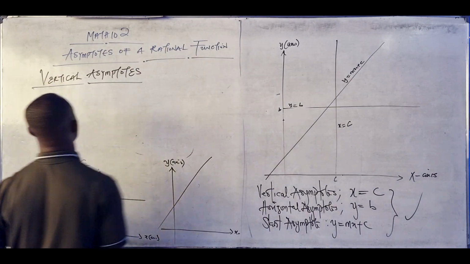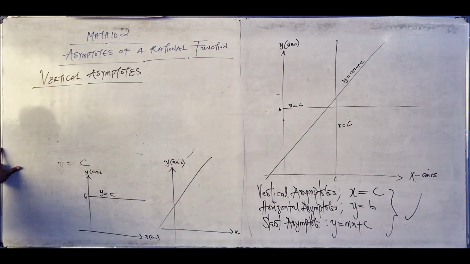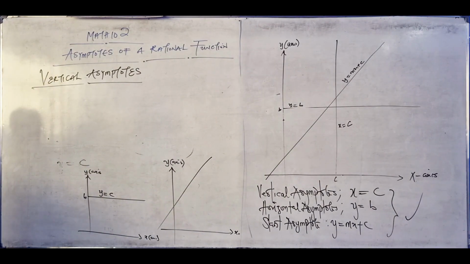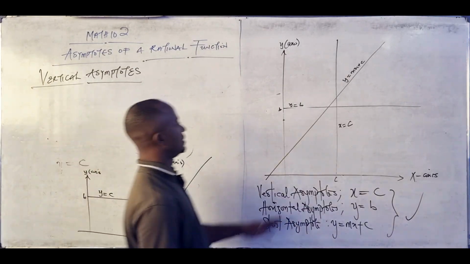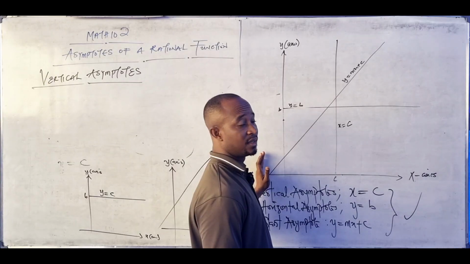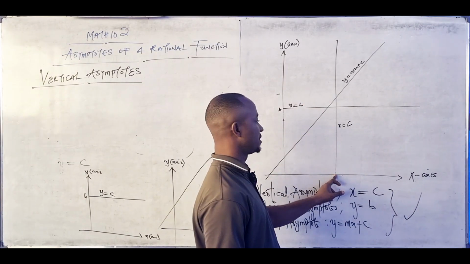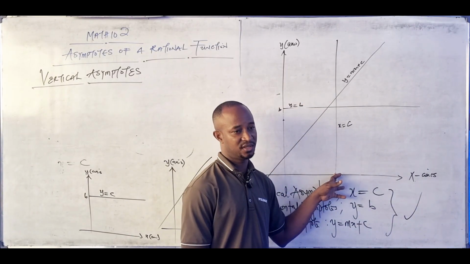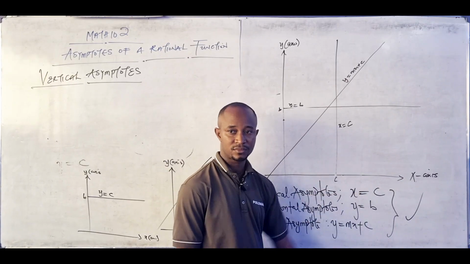Let's look at vertical asymptotes. Vertical asymptotes, which is a straight line, right, that is parallel with the vertical axis, right? And which meets the x-axis at what point? At x equals c. Are you there? Okay.